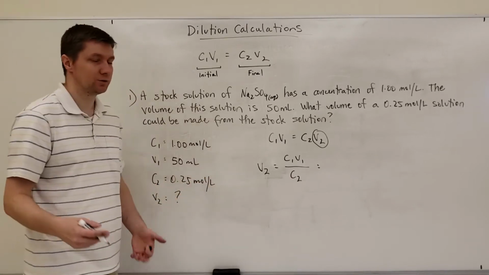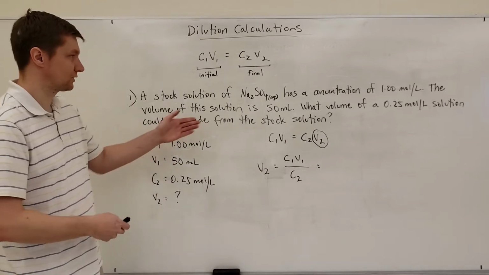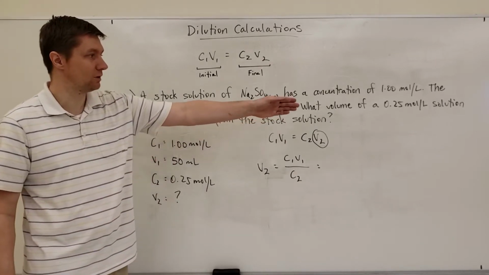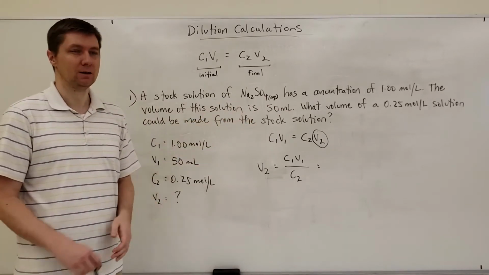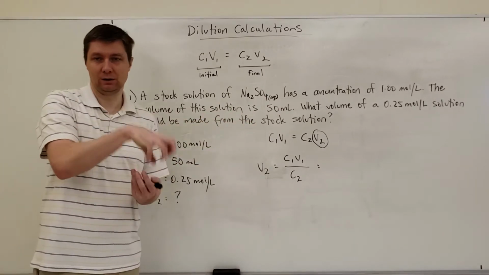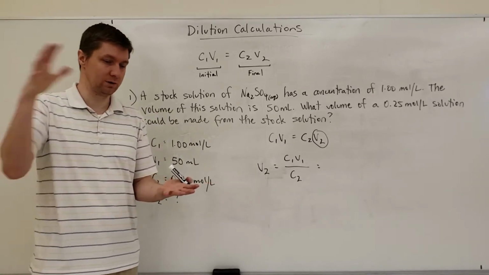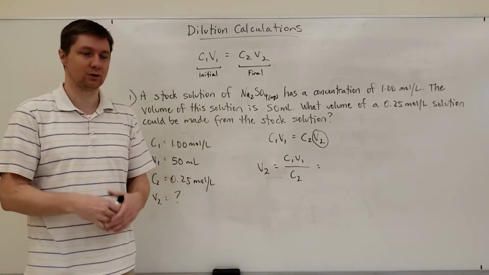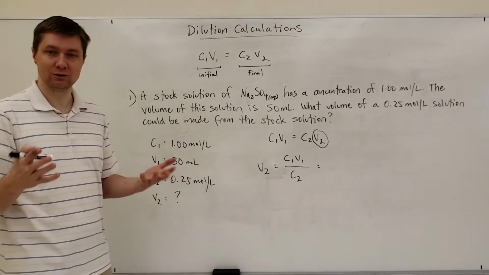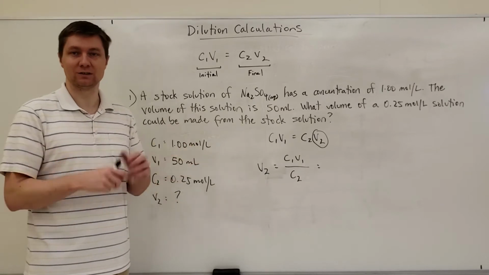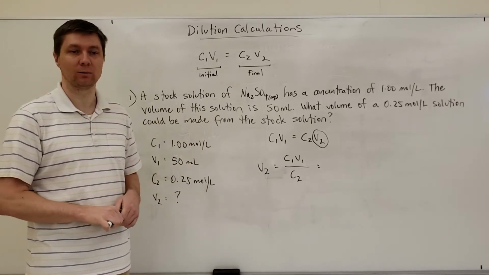And if you look at the numbers and how things are changing here and what's described, it says what volume of a 0.25 mole per liter solution could be made from the stock solution. So it doesn't say anything about us pulling a little bit out of the stock solution and putting it into a separate container. This is just where we're going to be adding water to the entire stock solution and diluting the whole thing. And so this leads us to believe that this is the first way that I described as to how to perform a dilution.